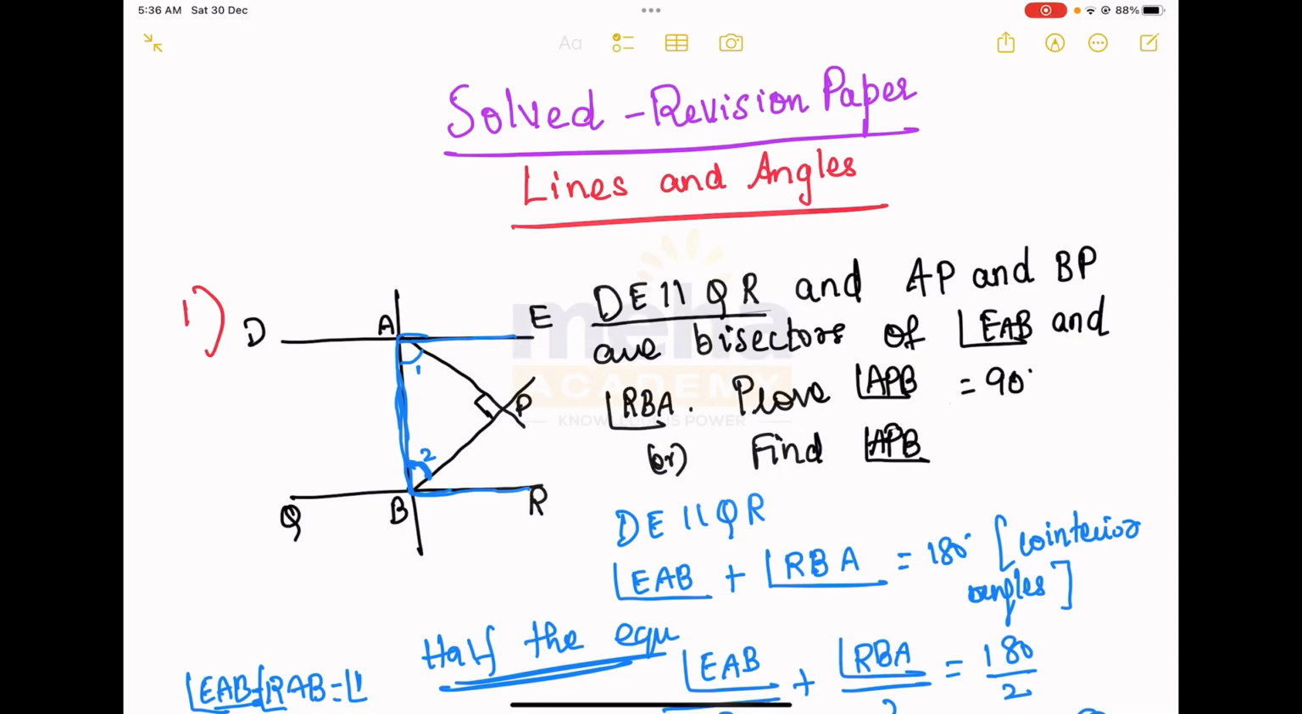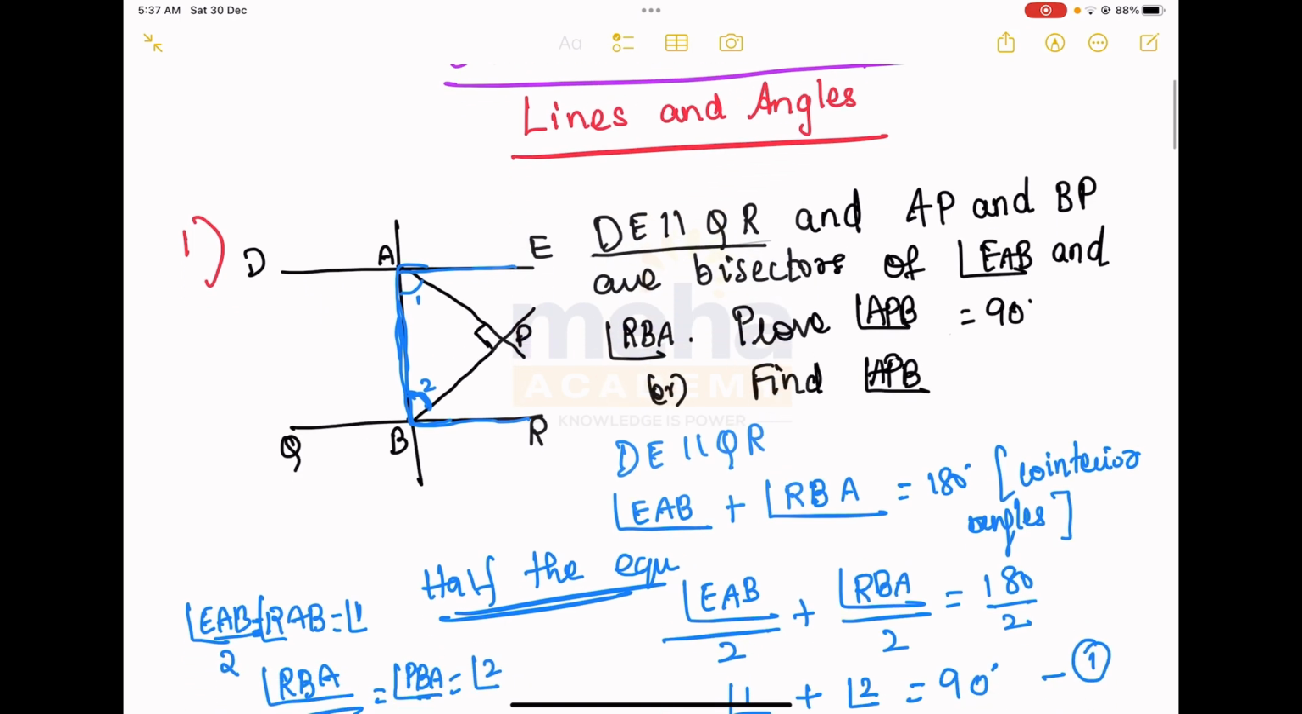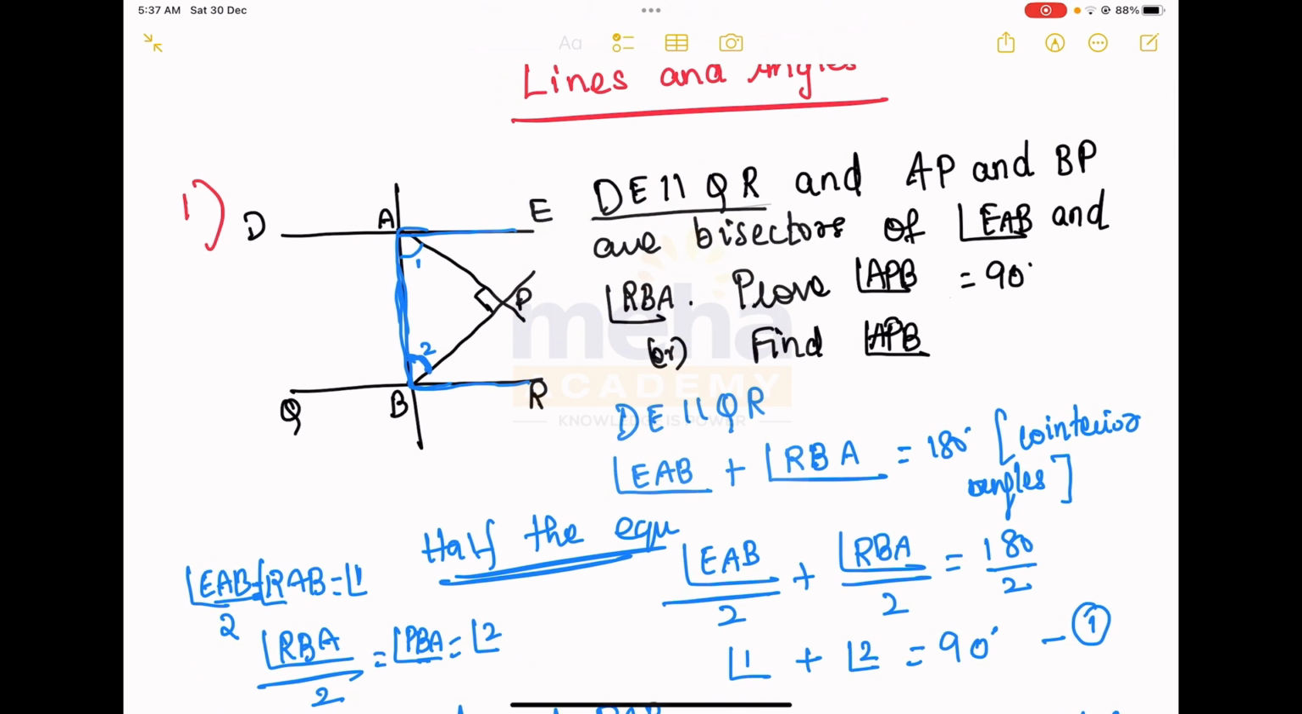Hello children, we will see the solution for a revision paper. So the first question, it says DE is parallel to QR.